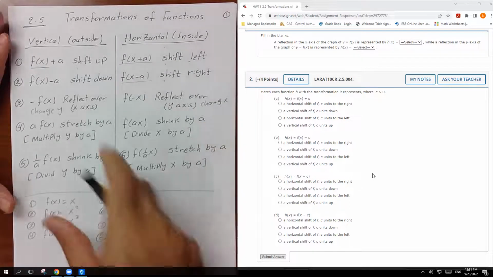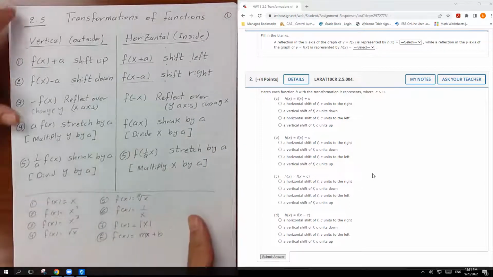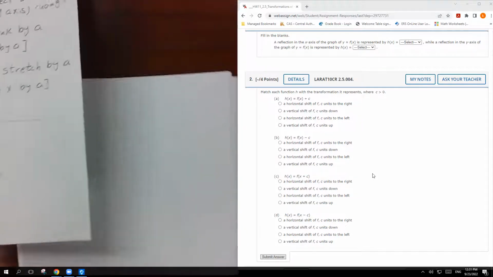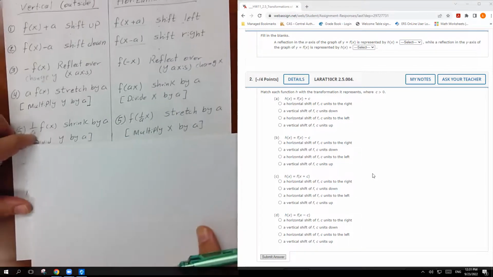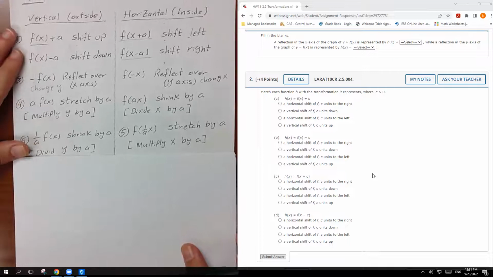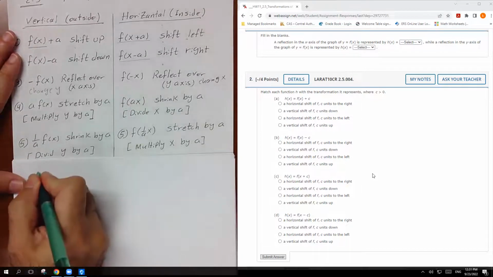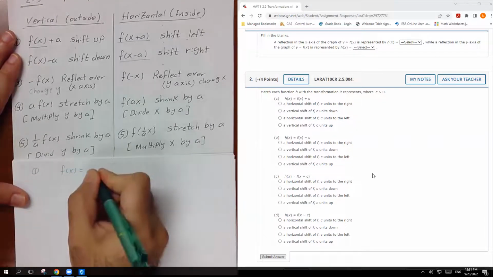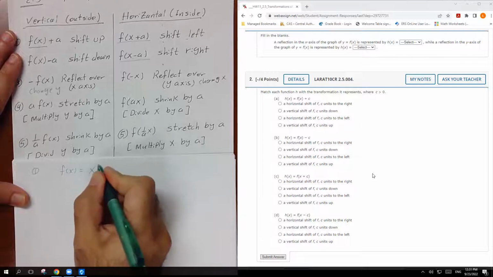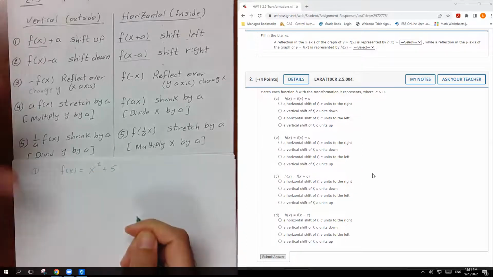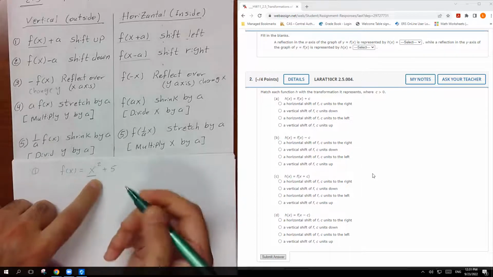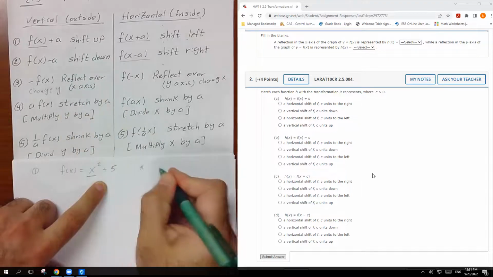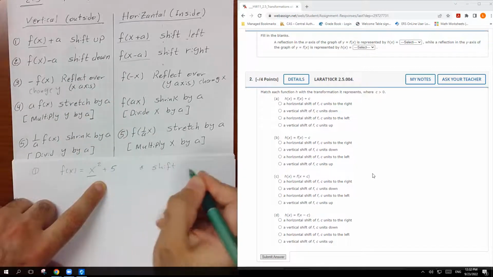So let's do some examples of the vertical techniques. Then we're going to go back and do the horizontal techniques. For the vertical techniques, here's an example. If you have f of x equals x squared plus 5, you see here is the basic function, and it's shifted plus 5. So it's going to be shifted up. So the technique is shift up.